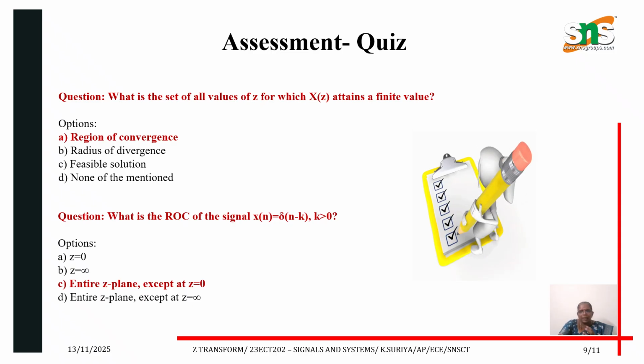Let us take up some assessment questions. What is the set of all values of z for which X of z attains a finite value? Yes, the answer is region of convergence. It is the definition of region of convergence. So next one is, what is the ROC of the signal x of n equal to delta of n minus k for k greater than 0? The answer is the entire Z plane except at z equal to 0.